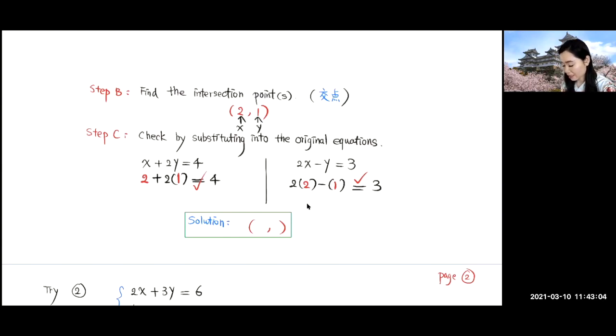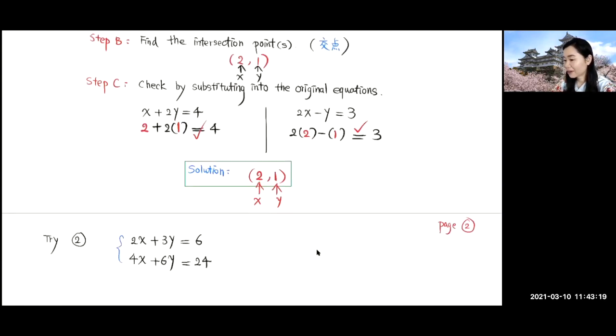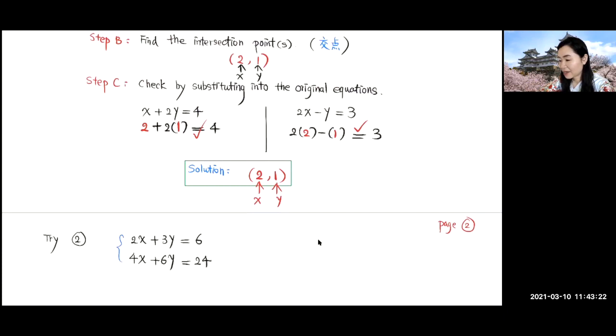So we conclude that the solution for this system of two equations will be this 2, 1. You write it this way, like a point. So x comes first and y comes next, in alphabetical order. So that's how we solve by graphing. You graph them and find the intersection point, and you can substitute the x and y coordinate of that intersection point into the two original equations to see if they are satisfied. If yes, then indeed that's the solution.